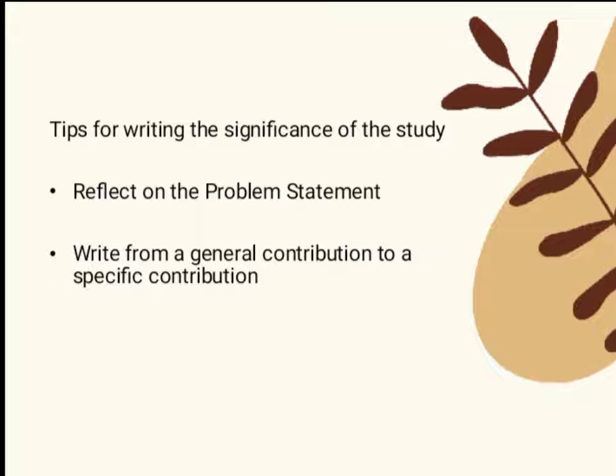Next is to write from a general contribution to a specific contribution. So, write your significance of the study in an inverted pyramid format. Start with your research contribution to society as a whole and then proceed to narrow it down to a specific individual or group of people. So when writing your statement of the study, guys, the length should not be more than 500 words for a thesis and around 200 words for a research paper.